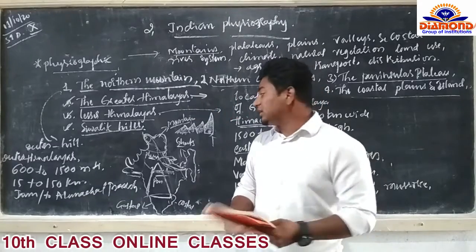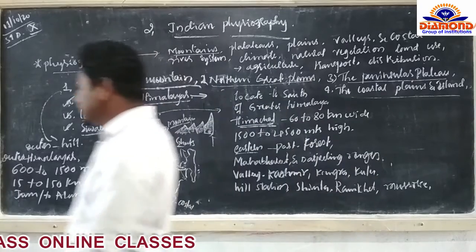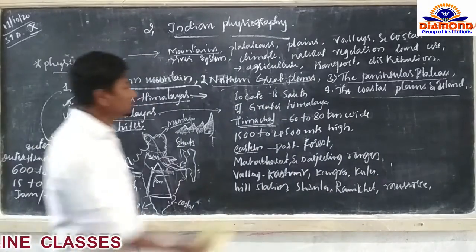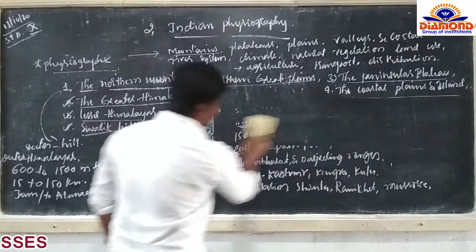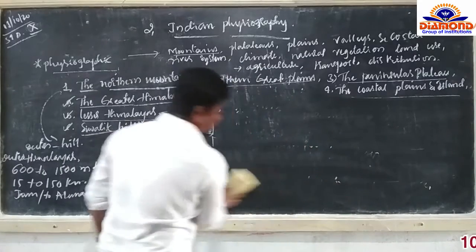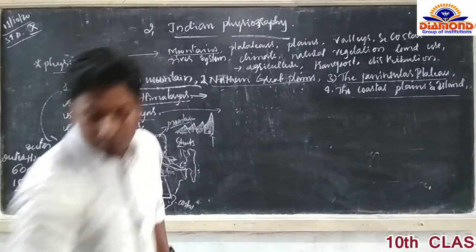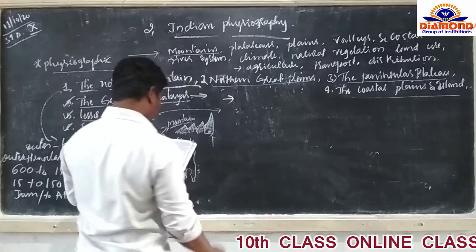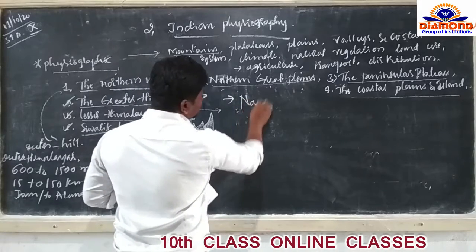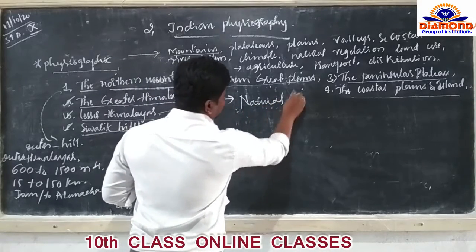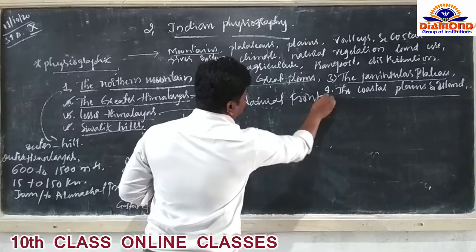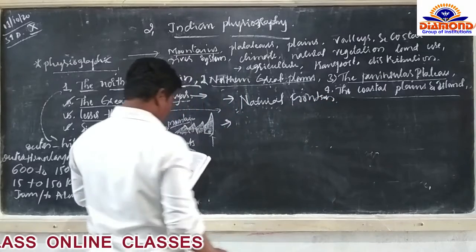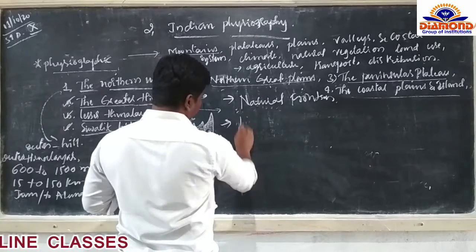So what are the importance of having this? Shivalik ranges importance. The first thing we are going to see is the importance of the natural frontier.